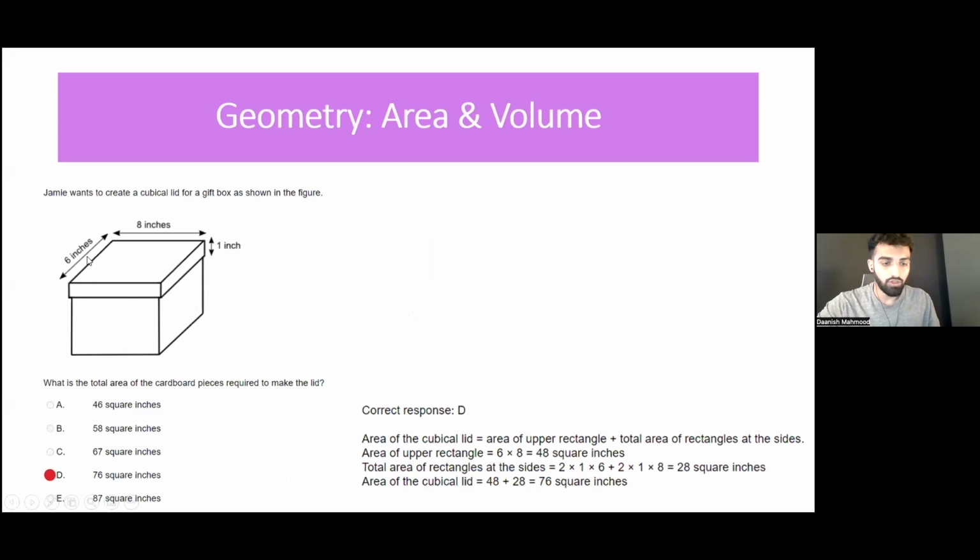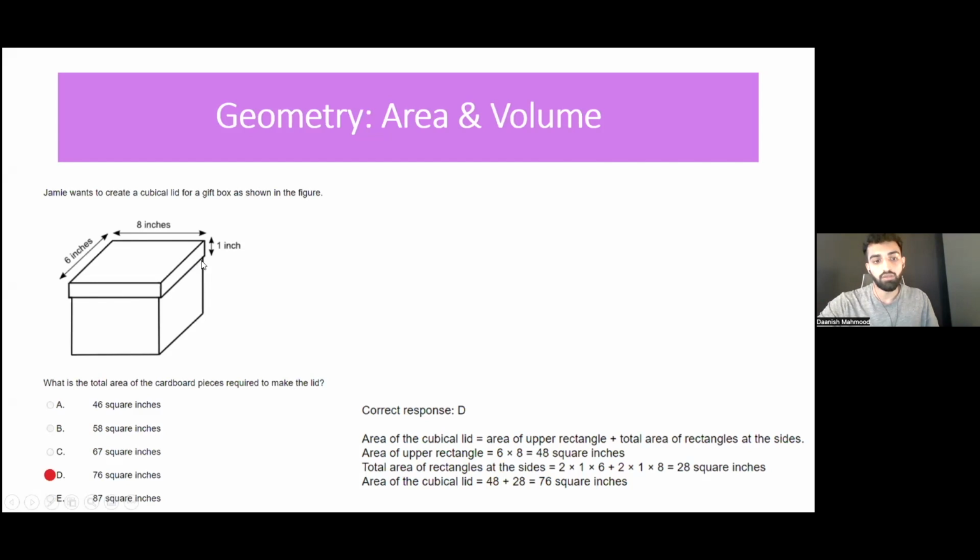Okay, so to calculate this one, you're looking at the total area of the cardboard pieces required to make the lid. Imagine this is an actual box with the lid, the face on top is 6 by 8, that's 48. This strip on the side, that's the length actually, is 8 inches by 1 inch. So 8 times 1 gives you 8. And the one on this side is 6 times 1, which gives you 6.